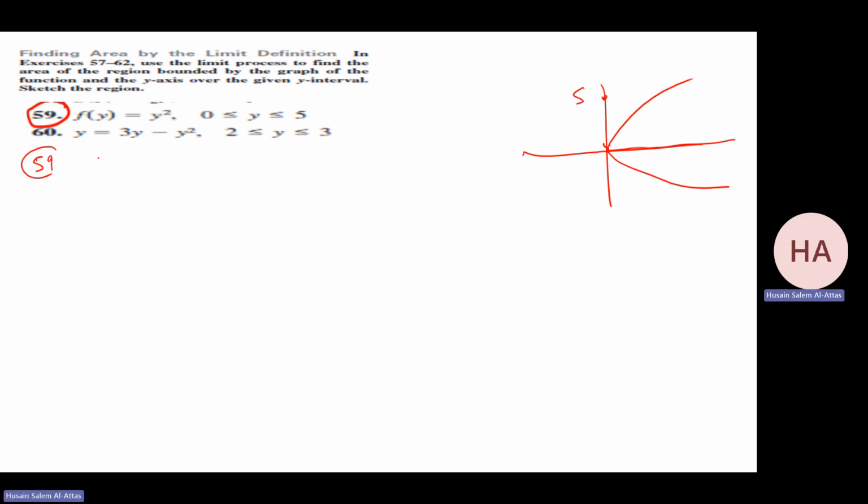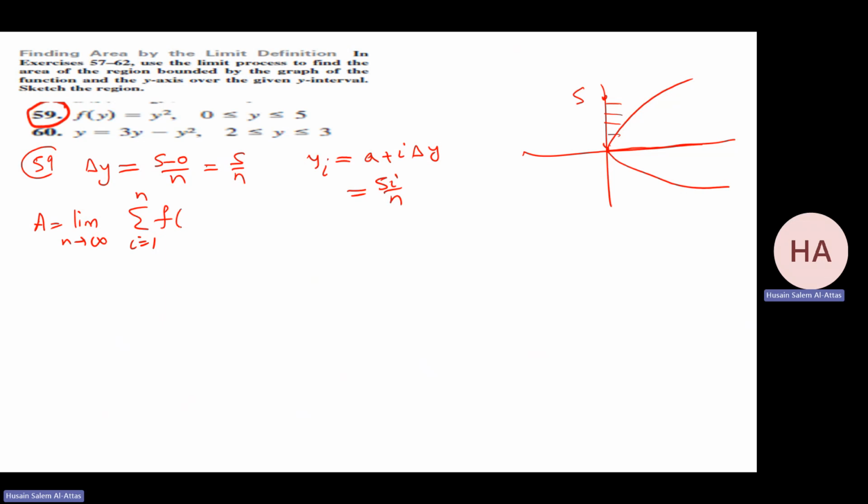My delta y now will be 5 minus 0 over n. You want to use the limit, so I treat it in terms of n, 5 over n. And my area will be the limit as n goes to infinity, i equal 1 to n. That will be yi. Yi will be a plus i delta y, a is 0, so that will be 5i over n. The rectangles, I'm going this way. That will be f of yi delta y.